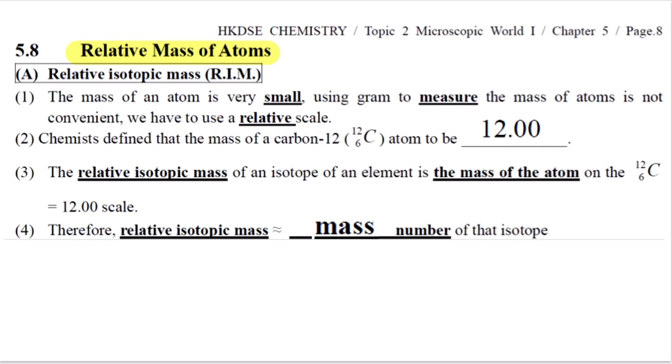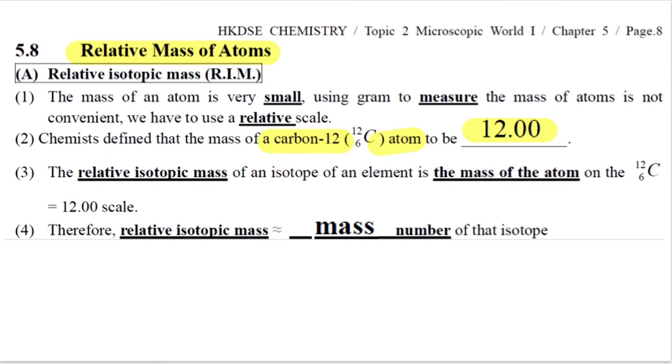Then we chemists define carbon-12. We define the carbon-12 atom to be 12 and no units. We just give it a number by definition, and that is how relative isotopic mass works. Okay, then for other elements, how can we measure their mass?